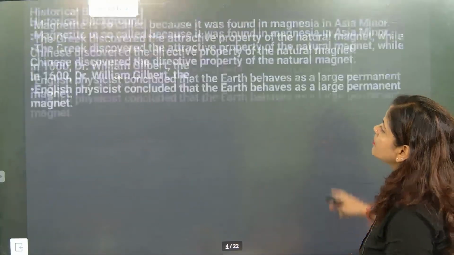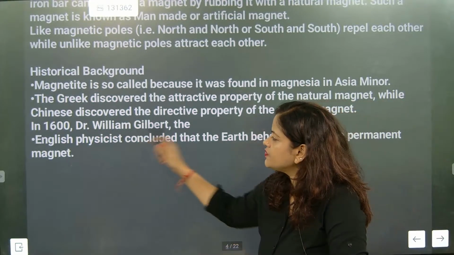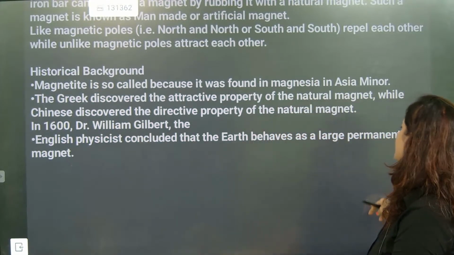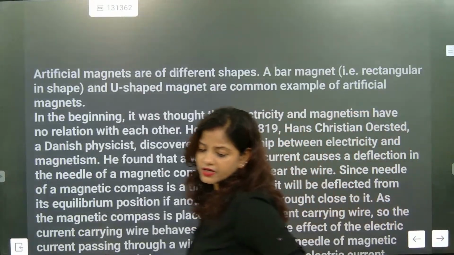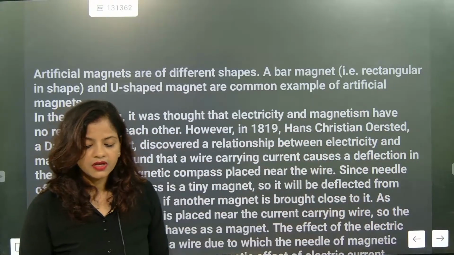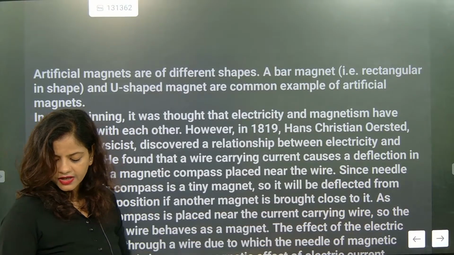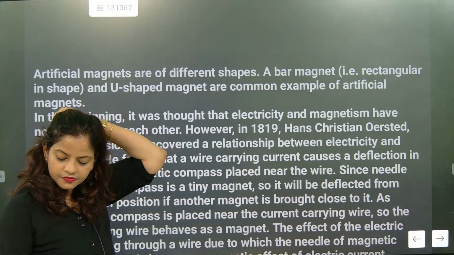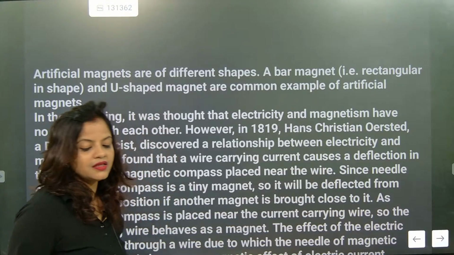Okay, so now we'll go for our next part, the historical background. English physicists concluded that the earth behaves as a large permanent magnet, 100%. Now, artificial magnet, that's what we were talking about. Yes, don't go there. Pulse magnet and all, this is exactly a different thing.